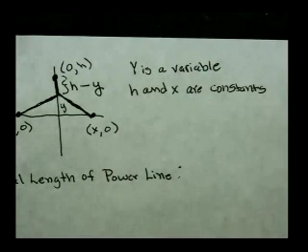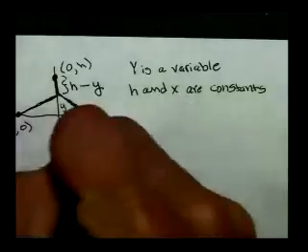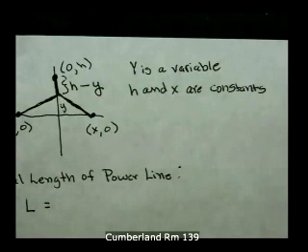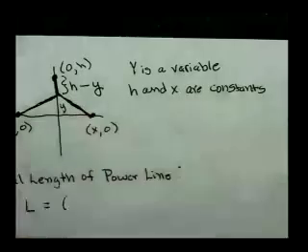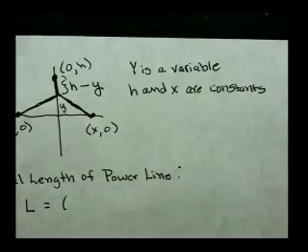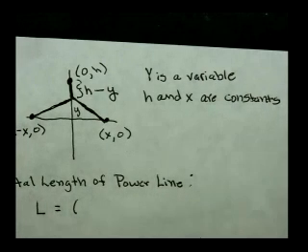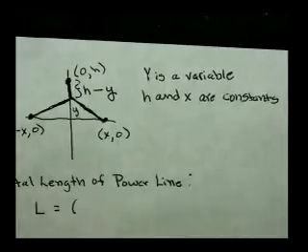So what's a formula for total length of the power line if I call it, let's say, L for length? H minus y plus x squared plus y squared. Does that work? Let me think about your x squared. What did you say? X squared plus y squared. Close, the square root of x squared plus y squared.